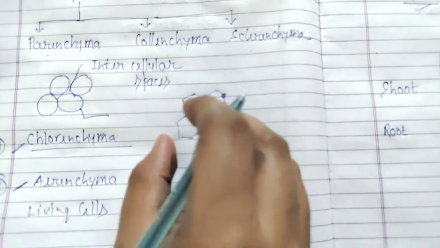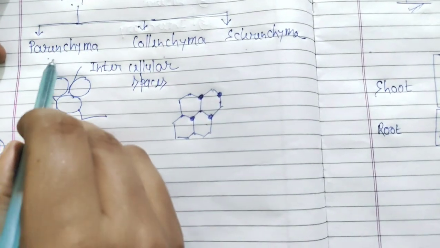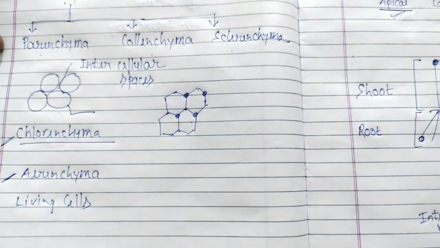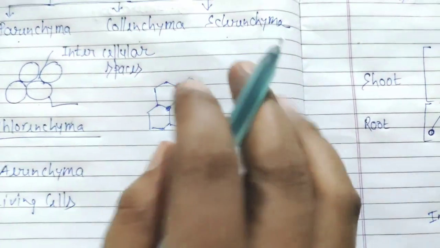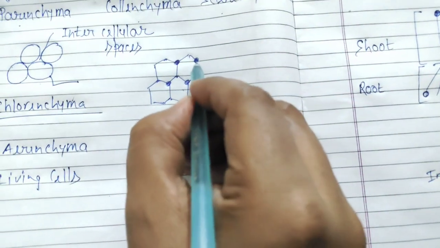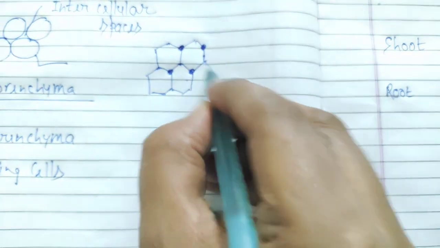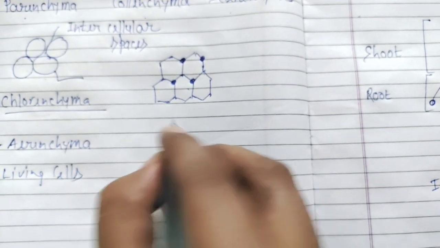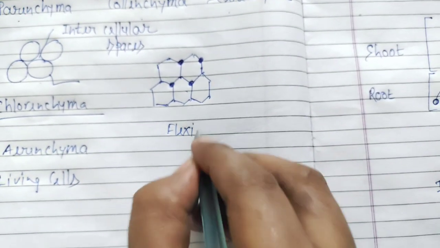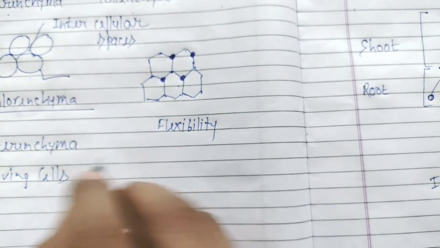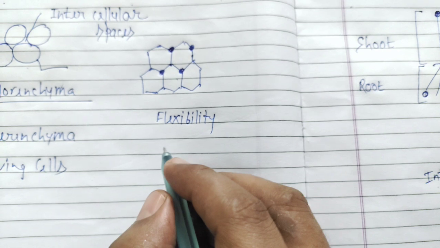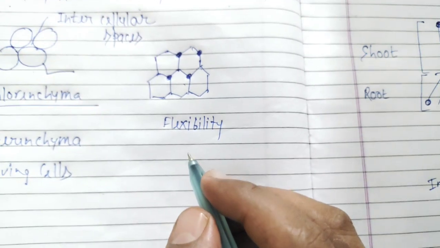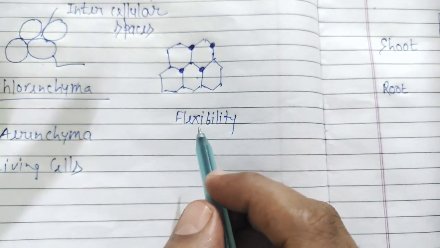If we talk about collenchyma, the simple permanent tissues are three types: parenchyma, collenchyma, and sclerenchyma. Collenchyma has no intercellular space, and lignin is deposited at the corners. What is the work of collenchyma? The work of collenchyma is to provide flexibility to the plant. If you observe any plant, it can bend, but without breaking. Plants are very flexible, and that flexibility is basically provided by collenchyma.